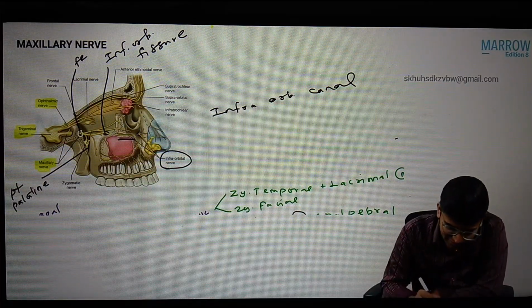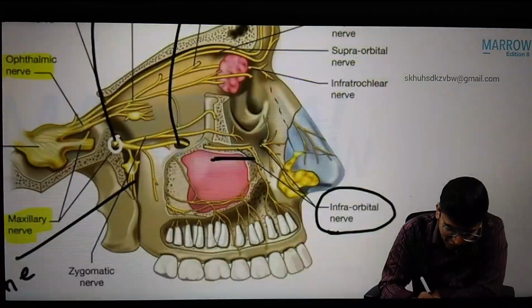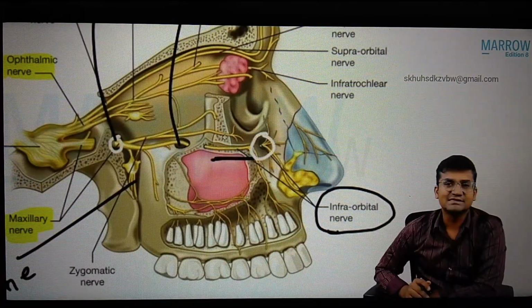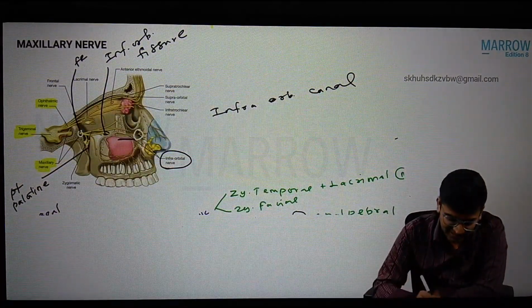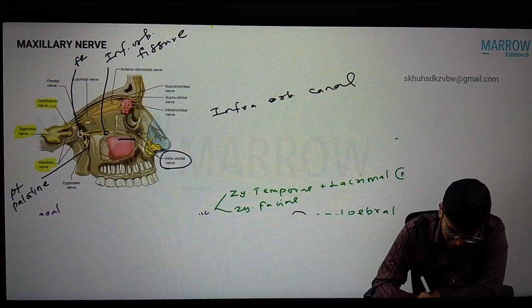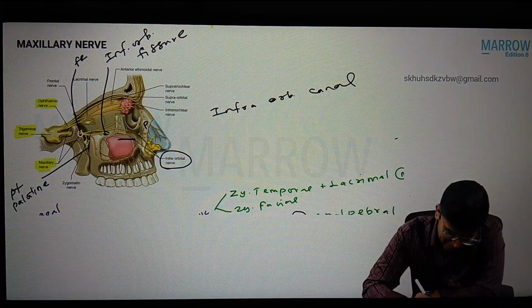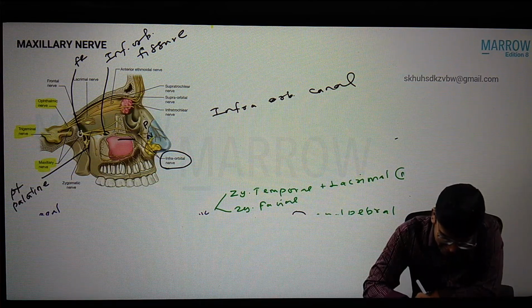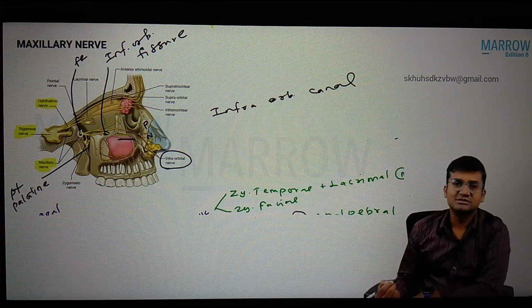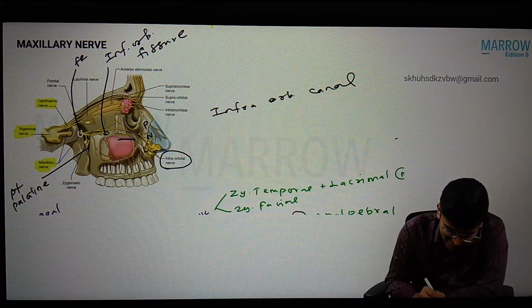And the infraorbital nerve comes out of the infraorbital foramen. Finally, it gives the three terminal branches. Now this branch is called the palpebral branch, I'm writing as P. And this branch is the nasal branch, and this branch is the labial branch. Now see the branches.